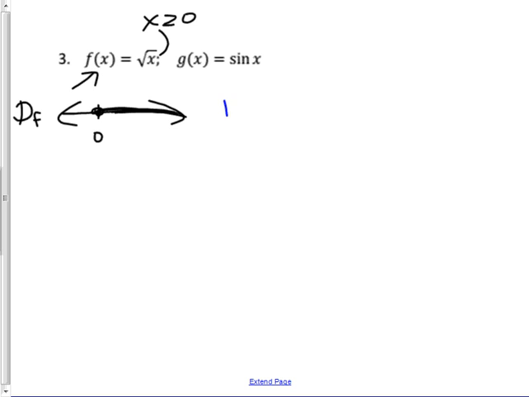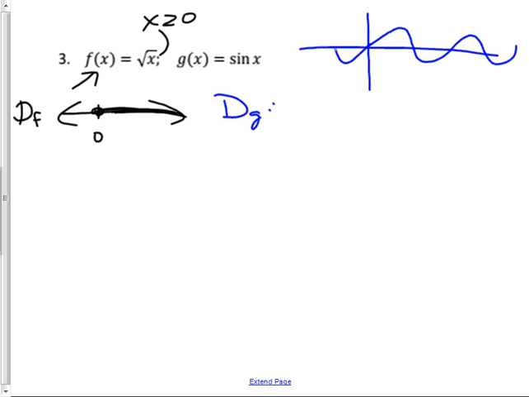But the domain of G, I know it seems scary because it's sine. But if you just make a little picture of sine, do you remember what sine looks like? Remember how it goes on and on and on forever and ever? Does sine only start there, or does it go backwards too? It goes backwards too. It goes both directions. So what's the domain of sine? Negative infinity to positive infinity, or you could say all real numbers. You just have to think of what the picture looks like, and it's really not that hard. Domain of sine is all reals.